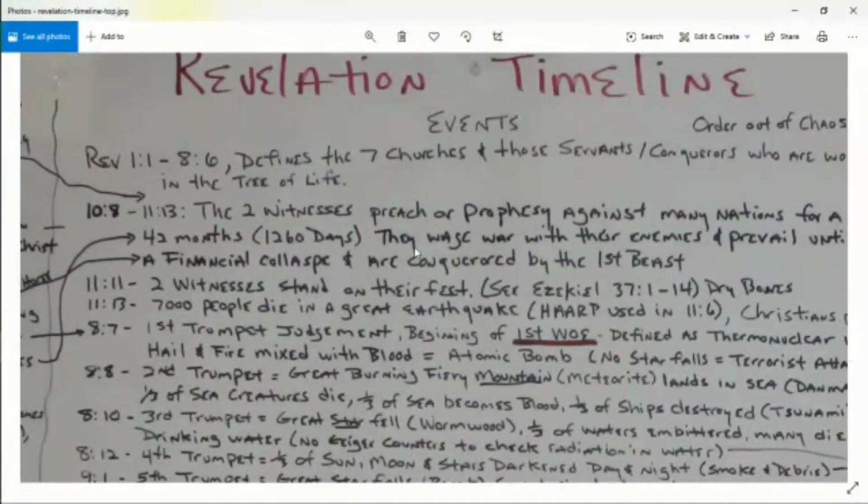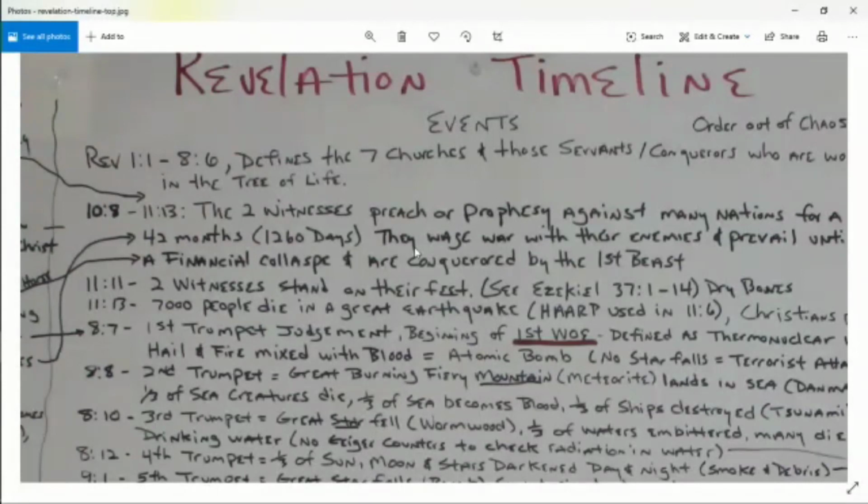It starts out with the measuring rod: measure the temple of God and the altar, but the court leave out, for it's given to the Gentiles. We already taught that the Gentiles were actually other Israelites, and the holy city they'll tread underfoot forty and two months. So it appears you have this 42 months, or a year and a half or three year period here, and then you also have another three year period over in chapter 13. But anyway, let's continue on.